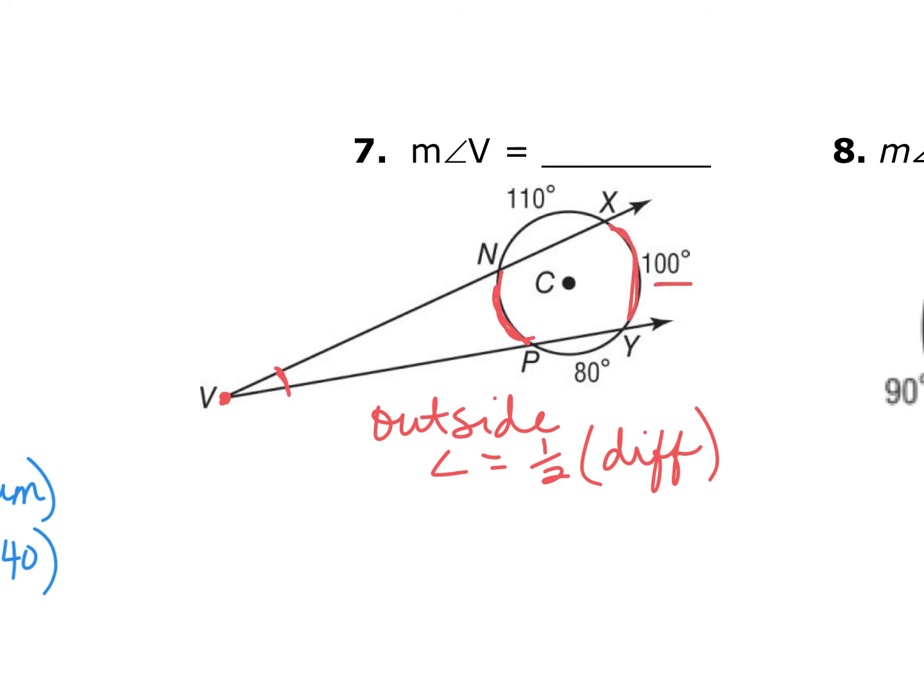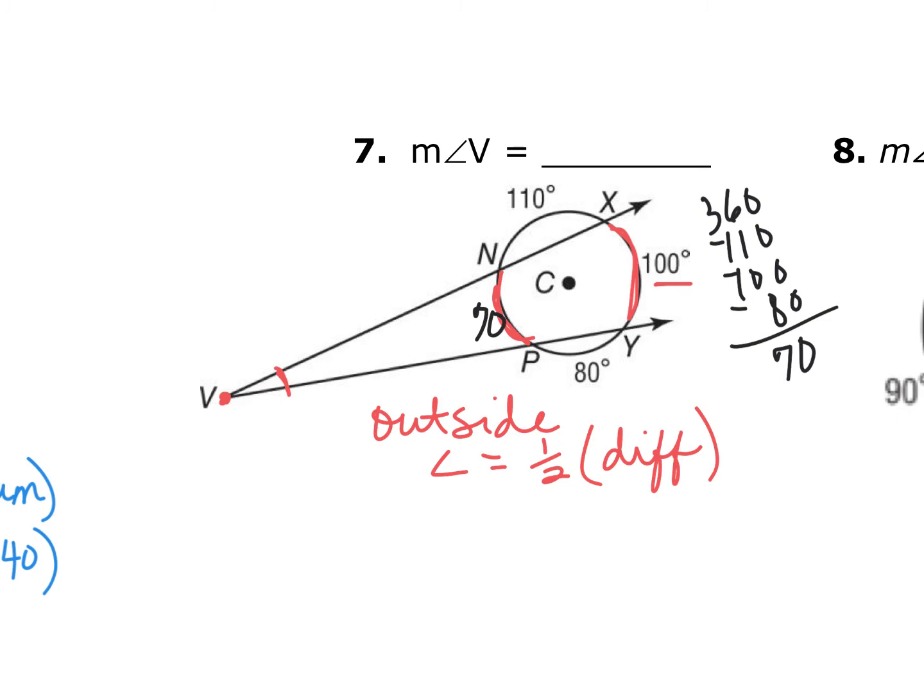I know this one's 100, and I have the other two arcs, but I need to know what this one is. So the first thing I need to do is calculate that. And so we have 360 minus 110 minus 100 minus 80. That comes out to 70.